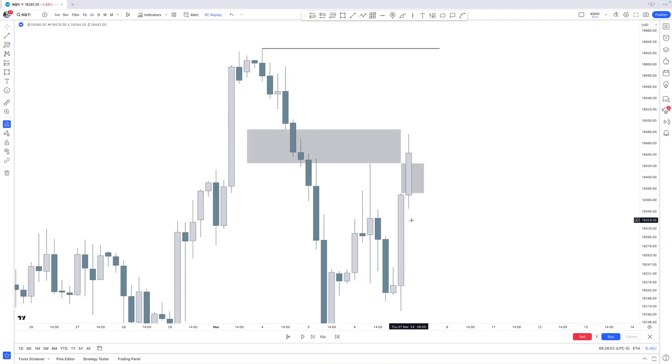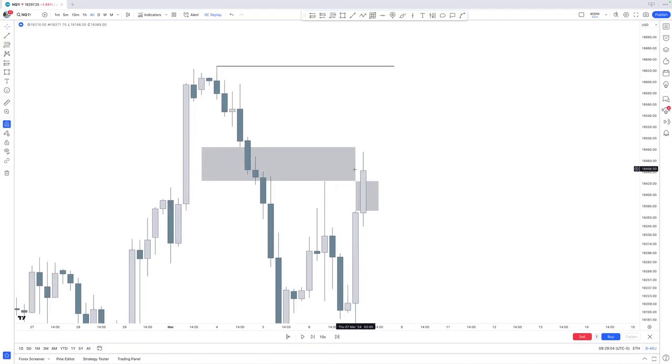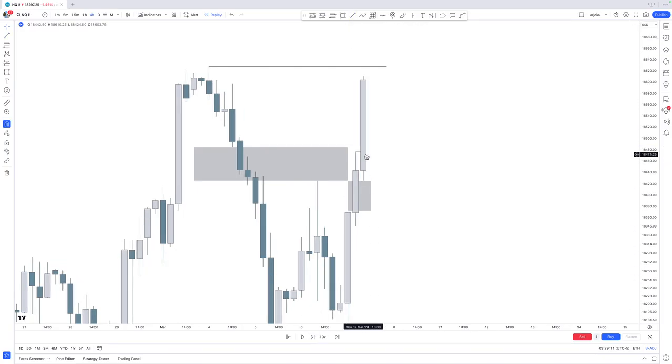But how do we know right now that we do not want to respect the daily fair value gap? Well, if we do not sweep this previous candle high. So what do we see? We already right there close above that previous candle high.